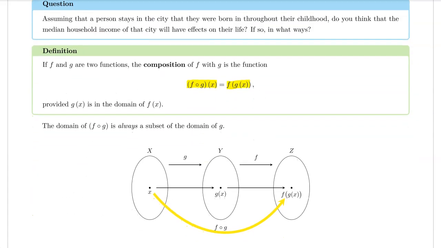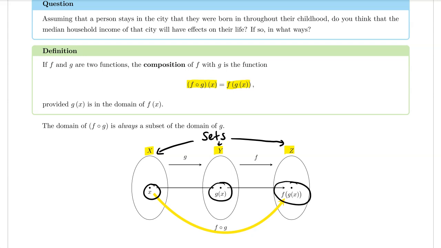Here is just a quick visualization again. We have these sets, which we're calling x, y, and z, and they represent domains and ranges for the two functions. We're taking an element of the domain and mapping it using the g function, and its output is g of x, and then that gets mapped to f of g of x in the second function.